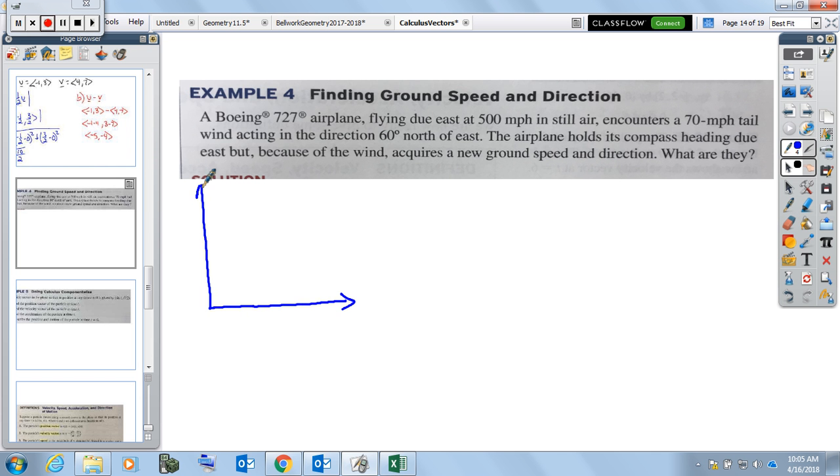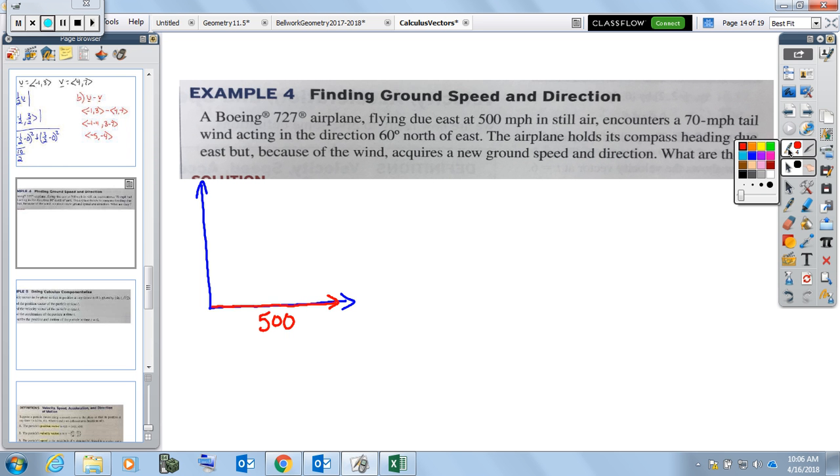So here are our axes. It says that we are flying due east, so I'm going to follow exactly east on here. And it says 500 miles an hour, so the length of our vector, the magnitude of our vector, is going to be 500 miles an hour. Then it says it encounters a 70-mile an hour tailwind that is 60 degrees north of east.